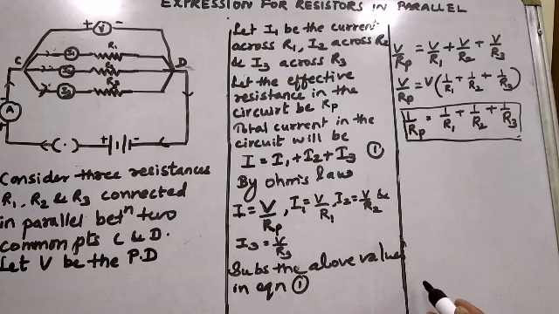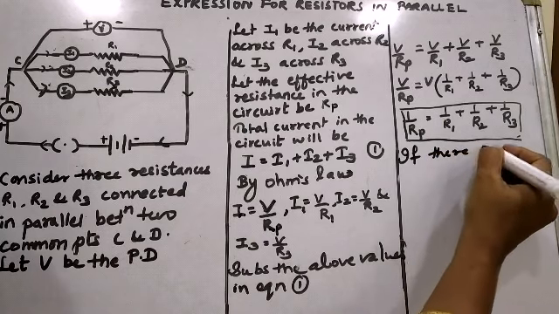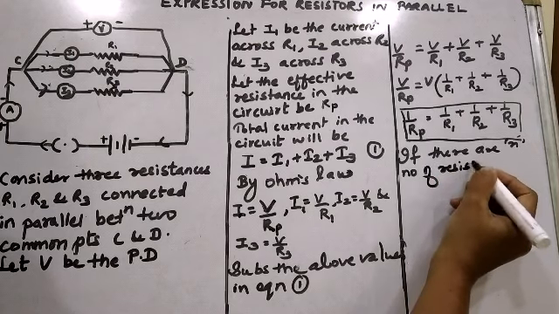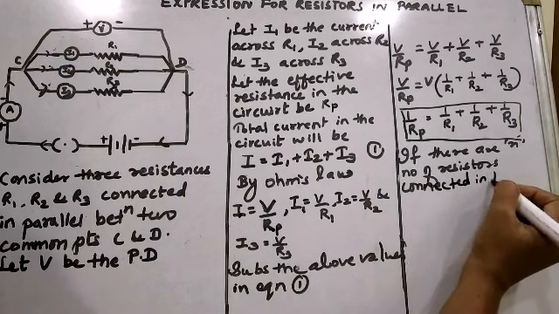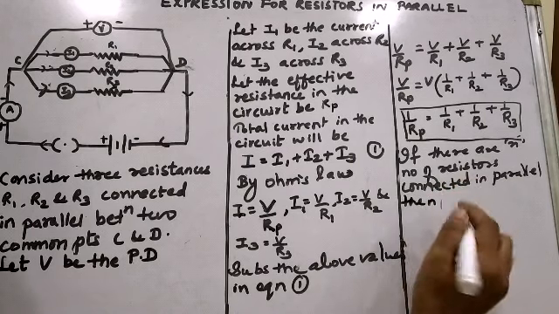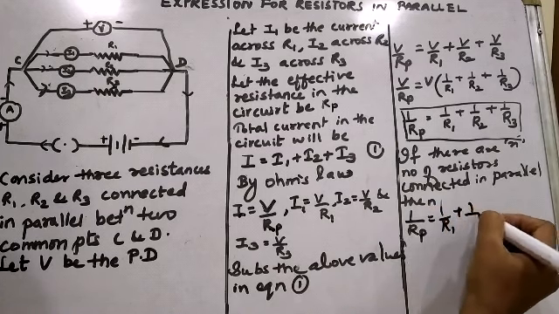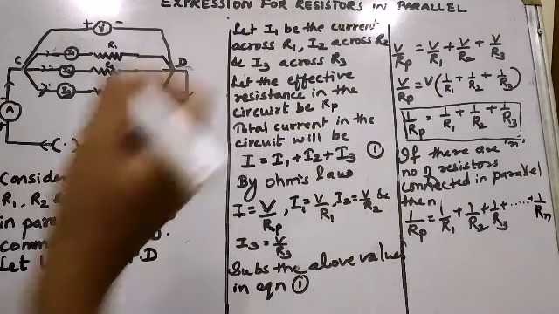But it is not necessary that three resistors are connected in parallel. There can be n number of resistors connected in parallel. So if there are n number of resistors connected in parallel, then what do we get? 1 upon Rp is equal to 1 upon R1 plus 1 upon R2 plus 1 upon R3 plus and so on. We have n number of resistors, up to 1 upon Rn.